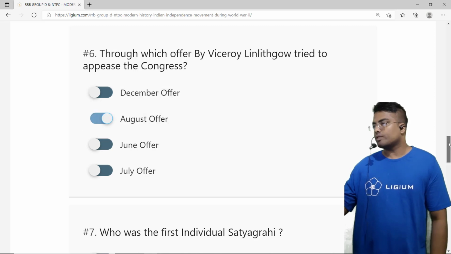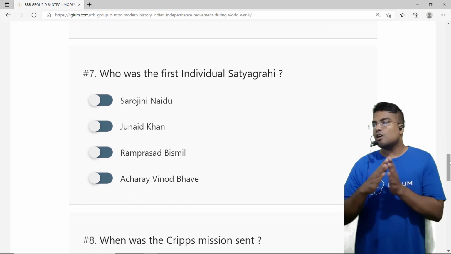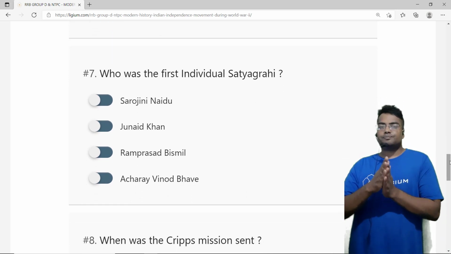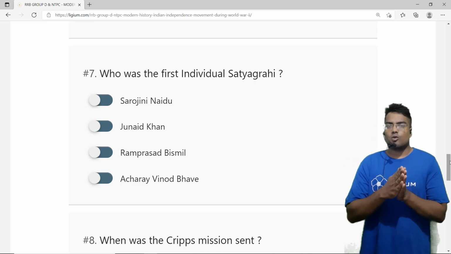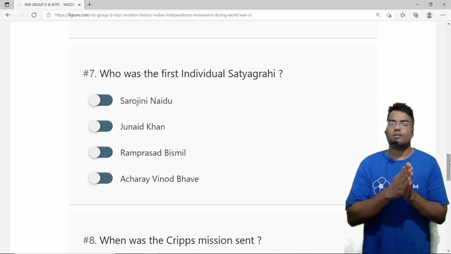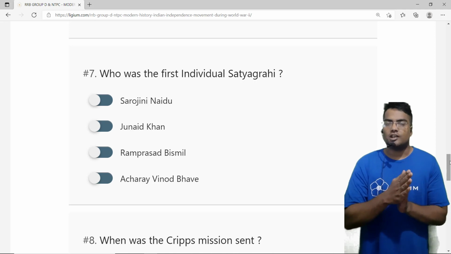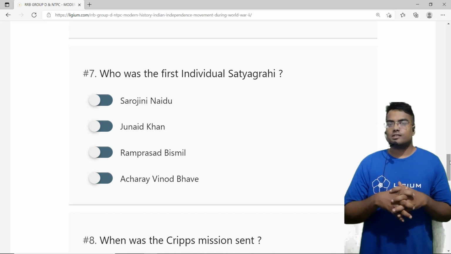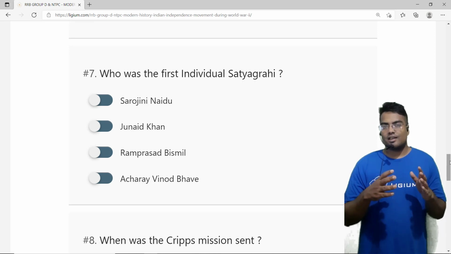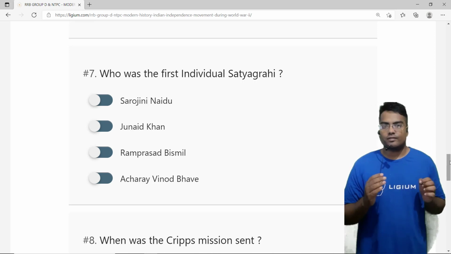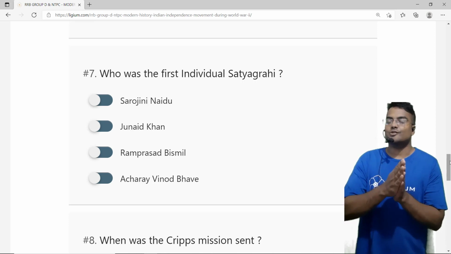Okay, so let's go to the seventh question. Who was the first individual satyagrahi? Now, you should know that the individual satyagraha was quite different from the earlier mass movements. The reason being Gandhiji was pretty much tired, and he was like, if you want to do satyagraha, you can do it yourself. So basically that's the idea of individual satyagraha.